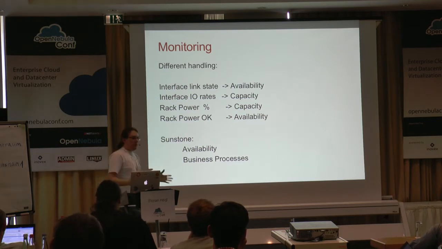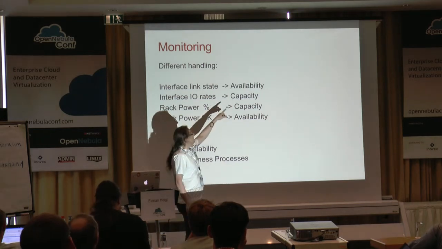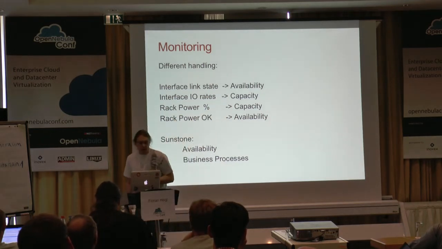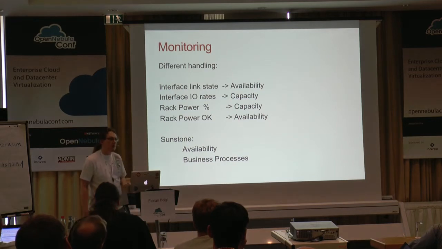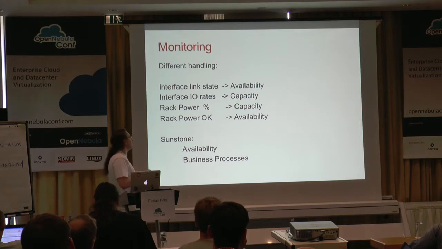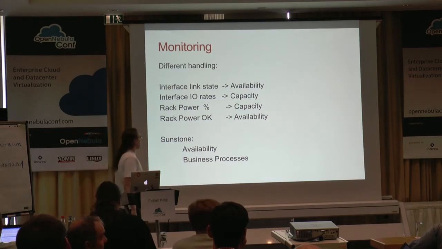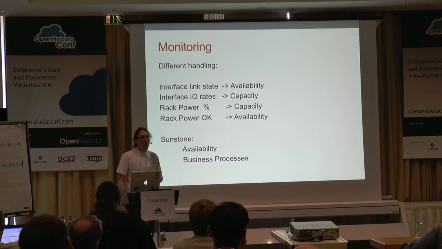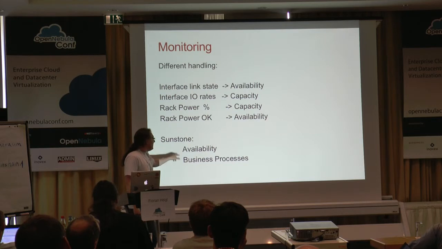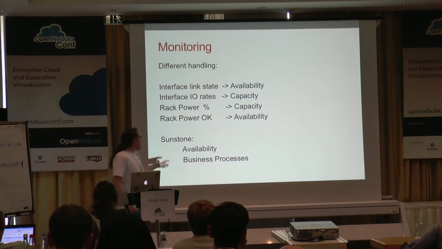If you have a list of services which you can monitor, you just split where they go. So the link states are considered availability. I/O rates, that's capacity, because at some point I'm exhausting what I have, but until then it's fine. Same for power consumption on a rack. And if the rack loses all power, that's an availability issue. For Sunstone, I think that matches the 2 things. If it's down, you have an availability issue, but it also affects processes.